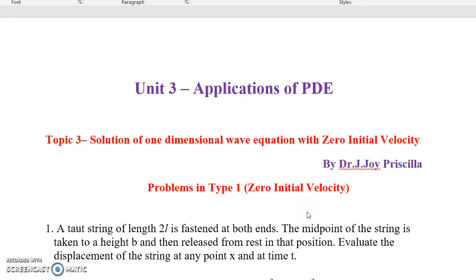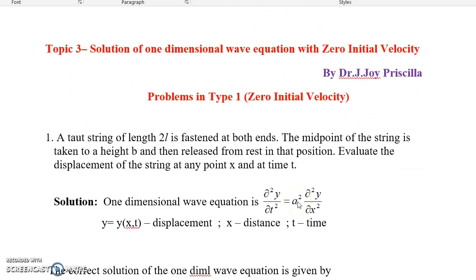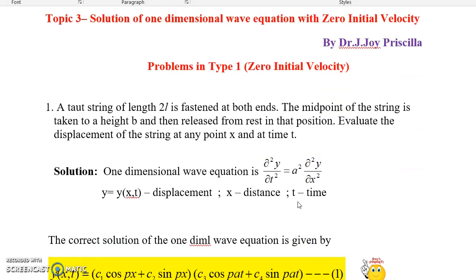Welcome to this video lecture where we are going to see the solution of one-dimensional wave equation with zero initial velocity. In last class we had studied about the derivation of the solution using method of separation of variables, and now in this class let us learn a problem in one-dimensional wave equation having zero initial velocity. Now let us first take this problem.